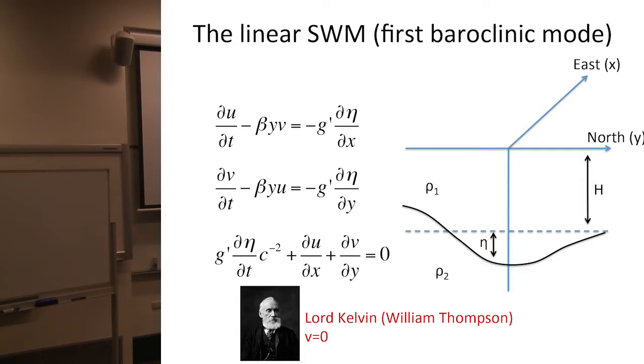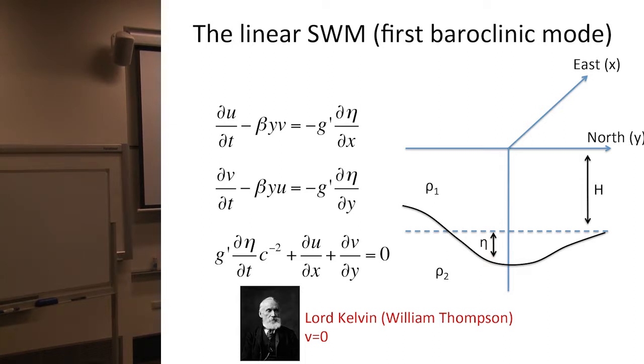Okay, so we're going back to the linear shallow water model equations. Basically, Lord Kelvin came up with this idea about coastally trapped waves. He wasn't really thinking about the equator when he came up with the idea, but he basically said, if you've got any disturbance on a boundary, the one thing you know about it is there's going to be no flow normal to that boundary. So you can't have flow into or away from the boundary.